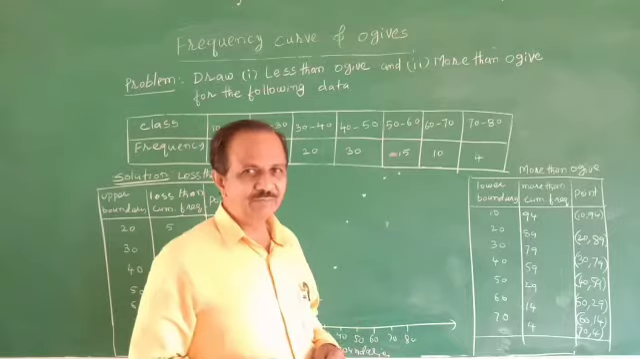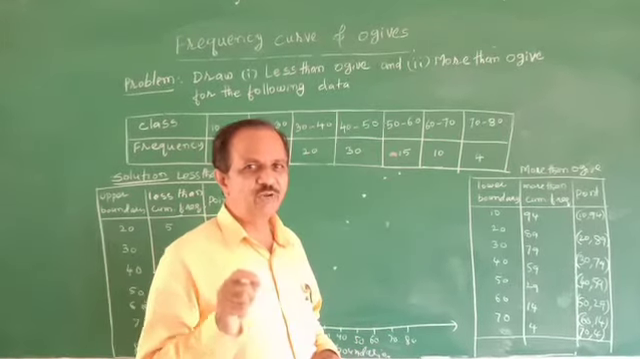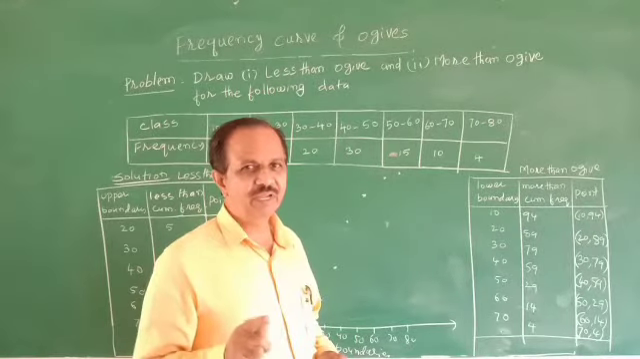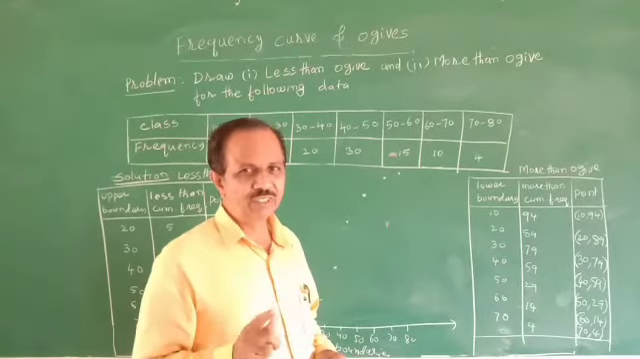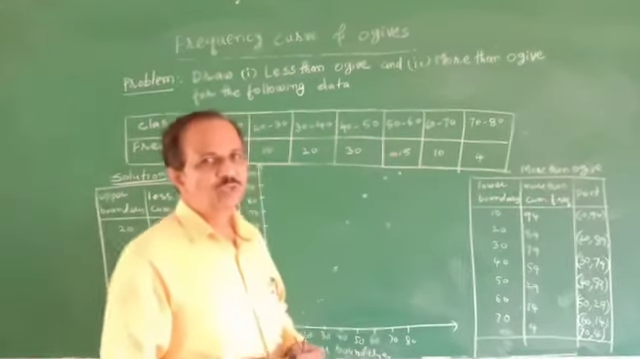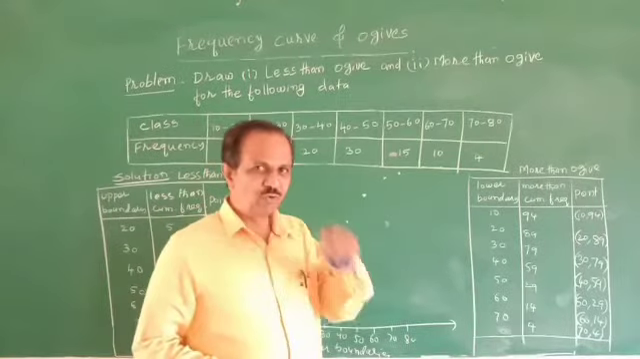And another one is ogive. Ogive means cumulative frequency curves. There are two methods of drawing ogives. One is less than ogive, another is more than ogive. So how to draw less than ogive and more than ogive?